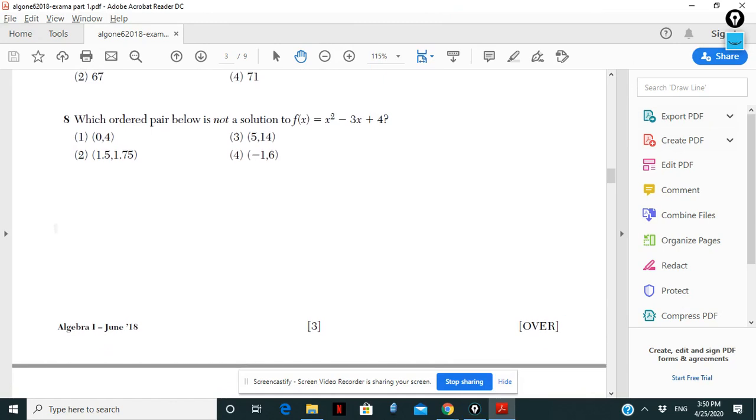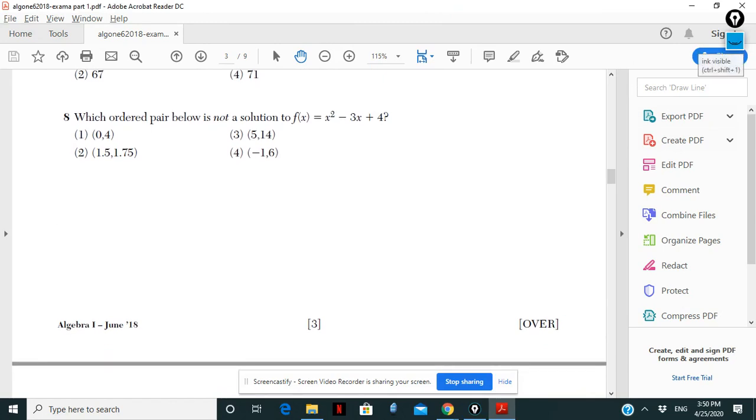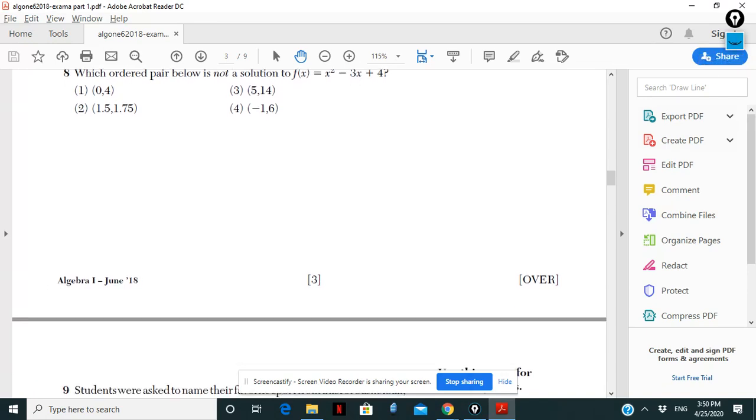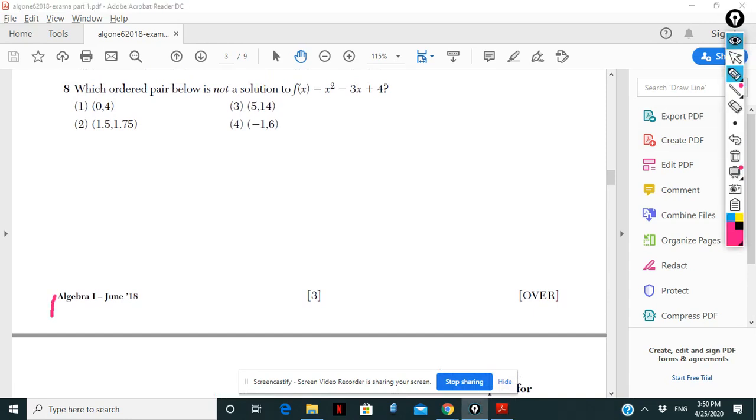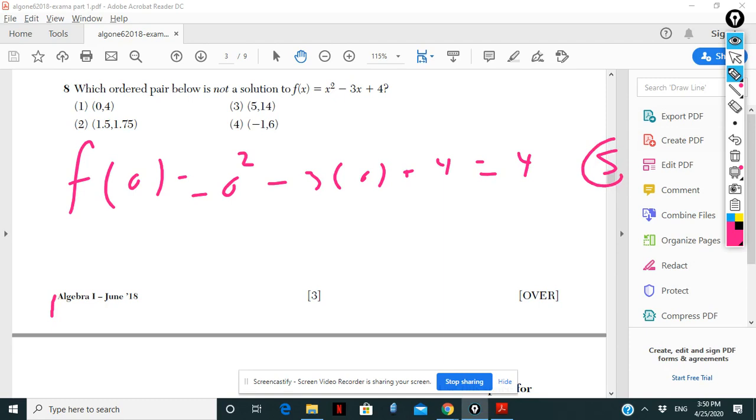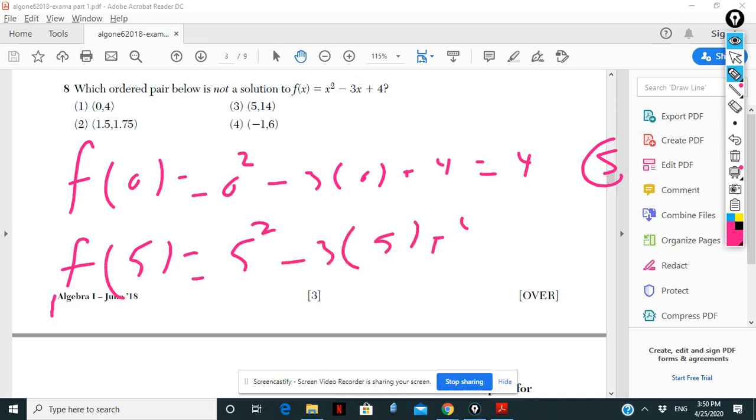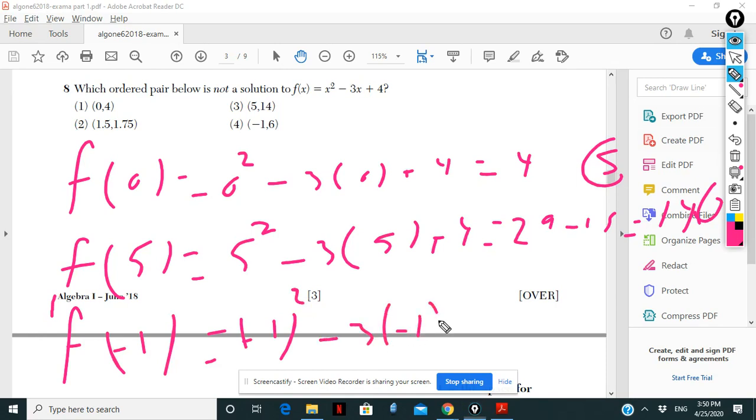Question number 8. Which ordered pair below isn't a solution for that equation? So I'm plugging in. f(0) equals 0 squared minus 3 times 0 plus 4, which is 4. So this one is a solution. Now f(5) equals 5 squared minus 3 times 5 plus 4, which is 25 minus 15 plus 4, giving me 14. So it's a solution. Now negative 1: negative 1 squared minus 3 times negative 1 plus 4, giving me 1 plus 3 plus 4, giving me 8. So the answer is 4.